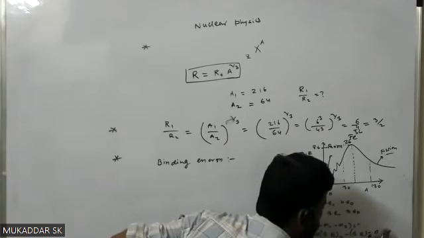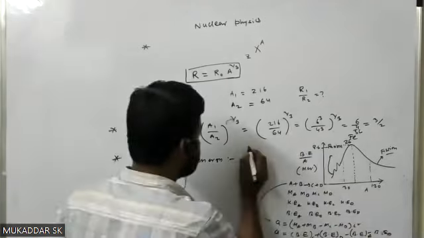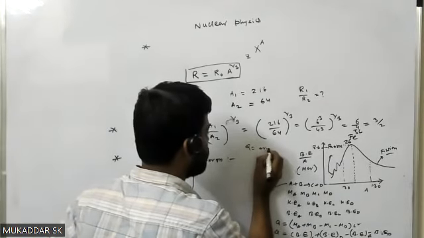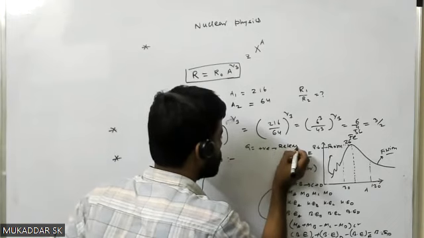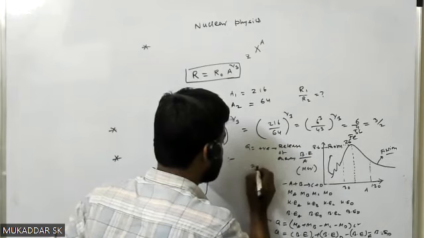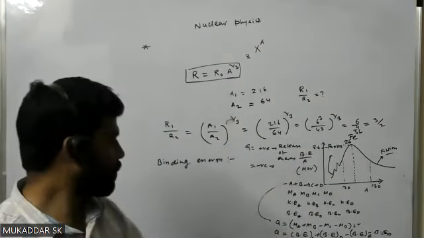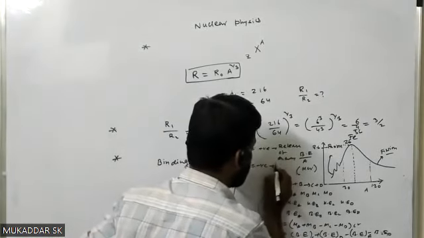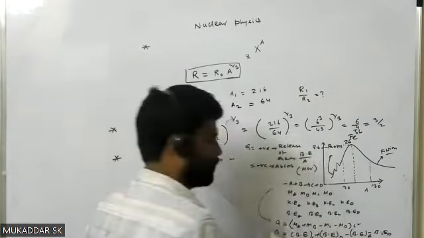Okay, binding energy of the reactant. So if the Q value is positive for any nuclear reaction, it means there will be release of energy. If it is negative, then to make this nuclear reaction happen, you have to supply that energy. So energy should be absorbed to make this process.